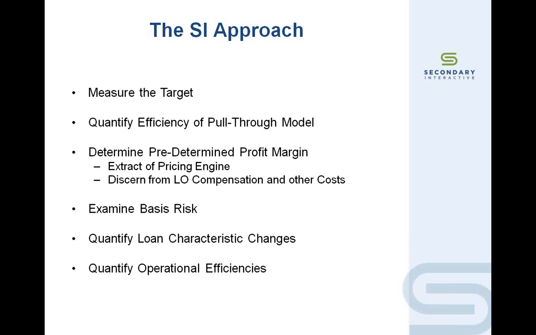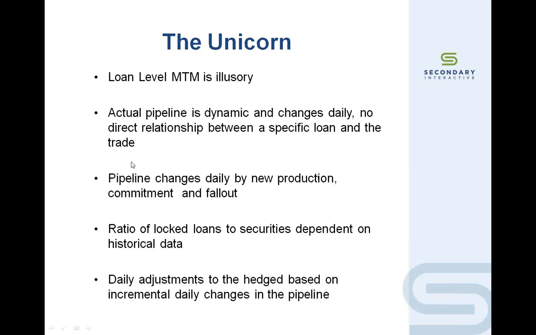As soon as you hit that accept lock, we've got all the characteristics of those loans immediately and understand exactly what the margin is that you priced into that loan. Otherwise, we typically get this from your loan origination system, just not quite as timely an extraction of that data. We're going to look at basis risk and other leakage factors, the loan characteristic changes, and then quantify the operational efficiencies.